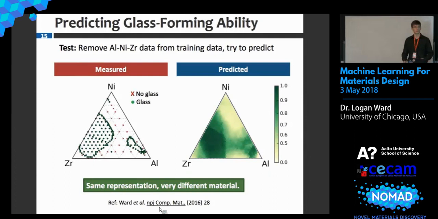And two, it has an interesting feature. There are two regions of positive glass forming ability. And without seeing any of this data in the training set, our machine learning model gets the fact that it has two regions of likely glass formation. In this chart, darker predictions are a higher probability of forming metallic glasses. And the model gets their relative sizes and positions relatively correct.